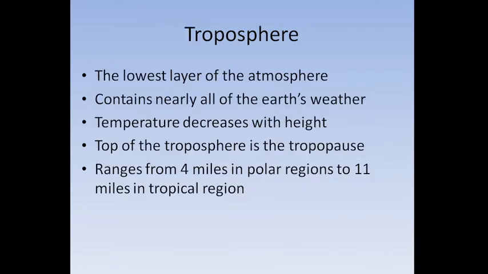All right, so the troposphere is the lowest layer in the atmosphere and contains nearly all the Earth's weather. Temperature decreases with height. The top of the troposphere is the tropopause, which ranges from 4 miles in polar regions to 11 miles in tropical regions. So our atmosphere is not perfectly round around the Earth. It is lower at the poles and higher at the equator. So you're 11 miles thick at the equator, 4 miles thick at the poles.